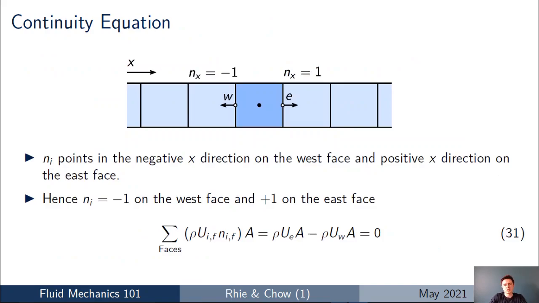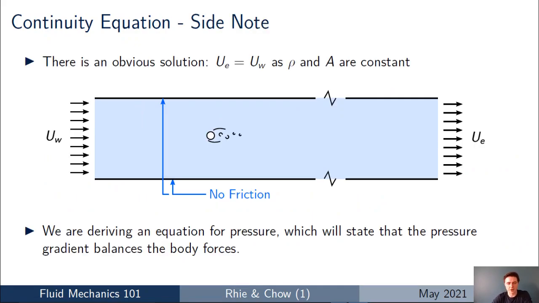And some of you may have noticed that if you just look at equation 31 for the mesh we're considering, our mesh is uniform, all the faces have the same size, and our density is constant throughout for this problem. So we can see that the area on the west face is equal to the area on the east face, and the density on the east face is equal to the density on the west face. So that might imply that equation 31 has an obvious solution, which is the velocity on the east face has to be equal to the velocity on the west face.